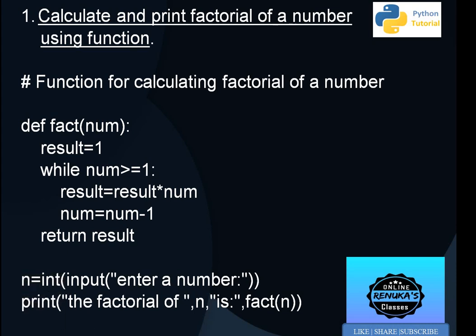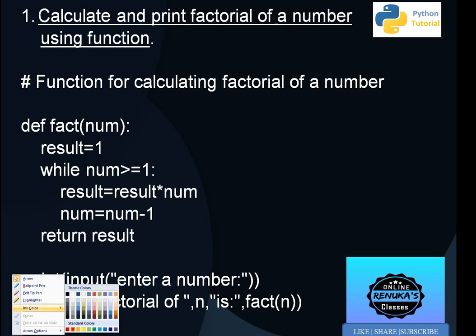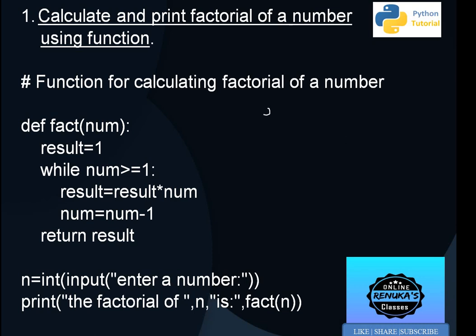If we are talking about the factorial of 3, the factorial of 3 is 3 into 2 into 1, that is 6. So this is factorial. If we say 5, that means 5 into 4 into 3 into 2 into 1, that is the factorial of 5. So starting from the number and moving till 1, that is the factorial.